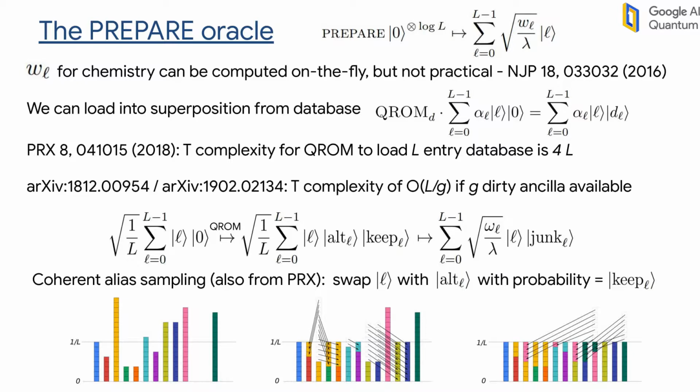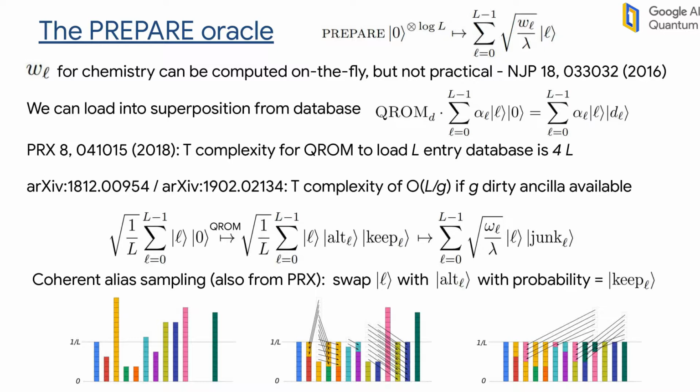Some of you might glaze over on this slide, but soon we're getting to error correction stuff, I promise. So we start with a superposition over this index register, and then we use QROM to load into superposition some values that I'll call alt-L and keep-L, which are classically pre-computed values related to the W sub L. And then this strategy we called coherent alias sampling: we swap the L register and the alt-L register with a probability given by the keep-L register. If we've chosen those values correctly, we create the state we want, up to being entangled with some junk. And for our purposes, being entangled with junk just doesn't matter.